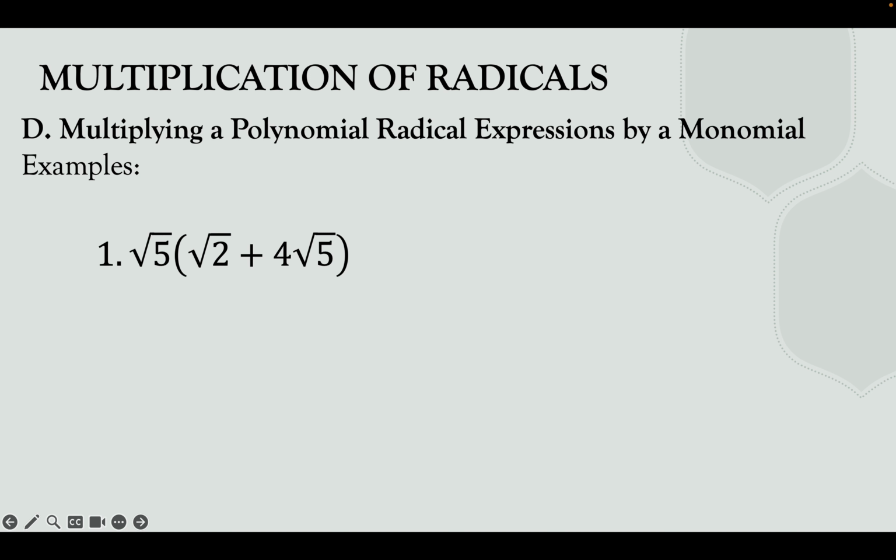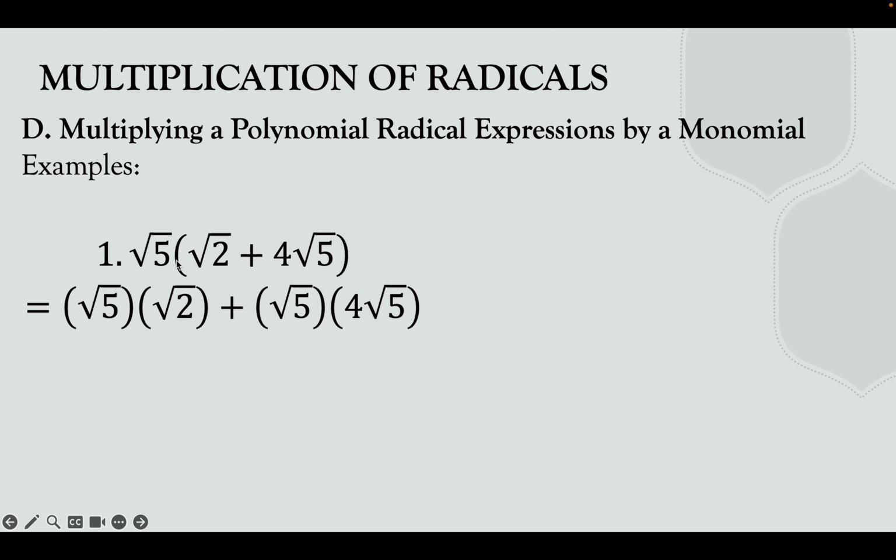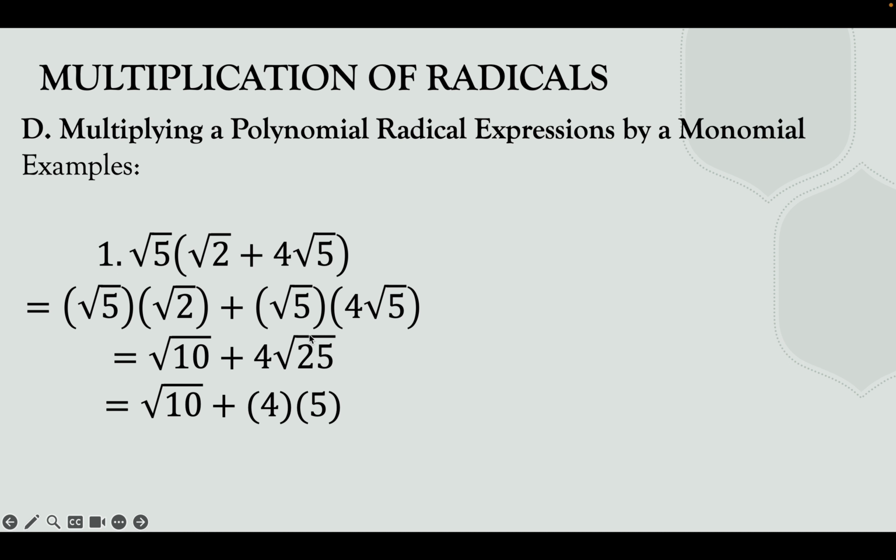So we have square root of 5 times square root of 2 plus square root of 5 times 4 square root of 5. So square root of 5 times square root of 2, we have square root of 10. Square root of 5 times 4 square root of 5, so copy 4. Square root of 5 times square root of 5, we have square root of 25. So we can simplify square root of 25, we can make it 5. So we have square root of 10 plus 4 times 5, we have square root of 10 plus 20.